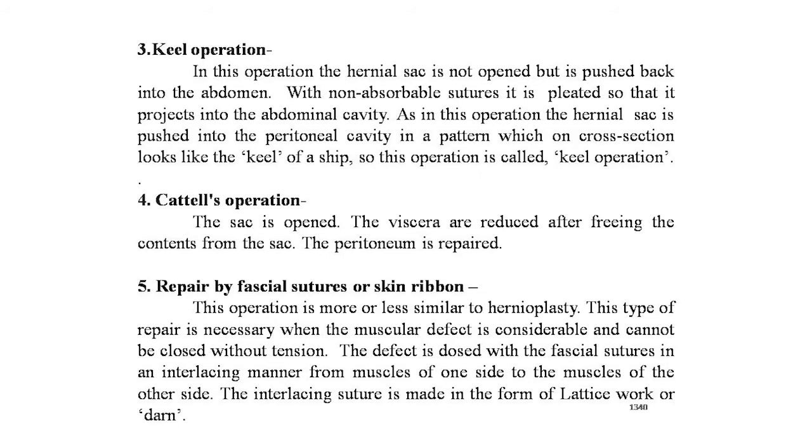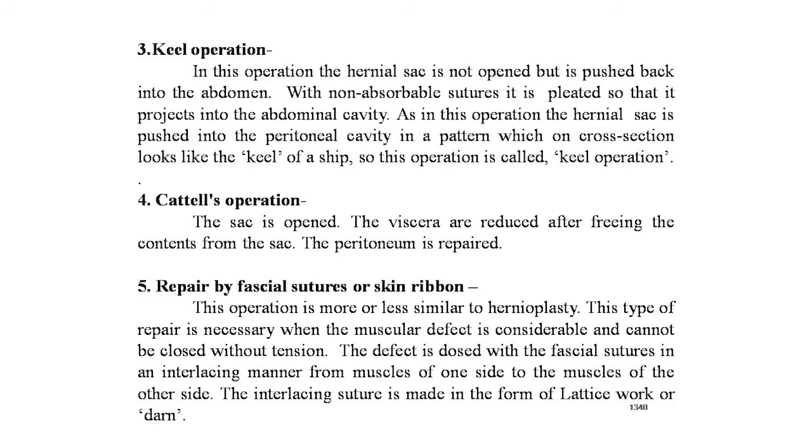A few layers of the sutures are applied one after the other till the healthy margins of the muscles and aponeurosis are brought close. Now the margins of the healthy muscles and aponeurosis are sutured to each other. As in this operation, the hernial sac is pushed into the peritoneal cavity in a pattern which on cross section looks like the keel of a ship. That is why this operation is called the keel operation.